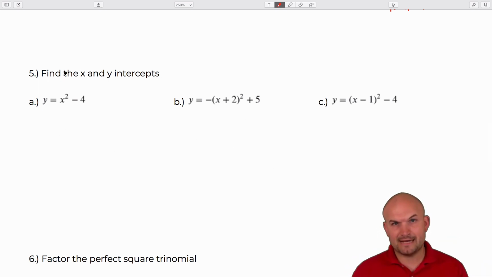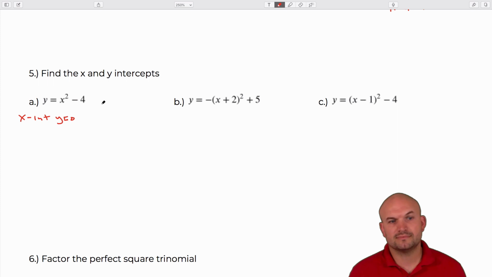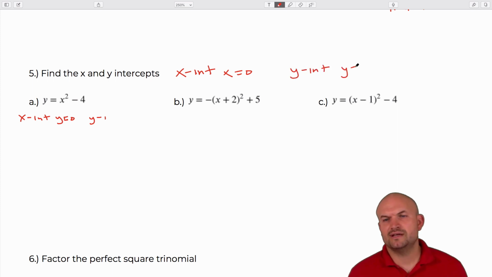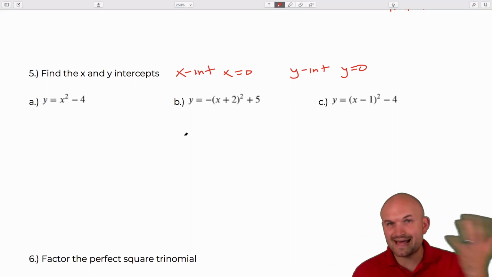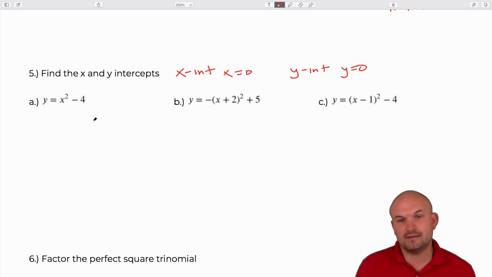If I want to find the x-intercepts, that's a lot of times also called the solutions of the function or the equation, we basically just replace y with 0. So the x-intercept is when y is equal to 0, and the y-intercept is when x is equal to 0. So basically, all we're going to practice here is really just using our inverse solving technique. The main thing we want to make sure we understand here is how to rewrite these equations and then solve using inverse operations.